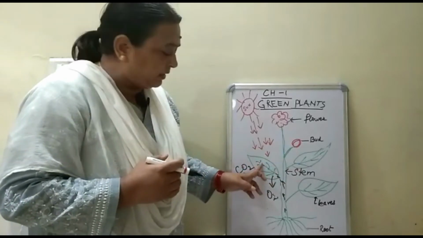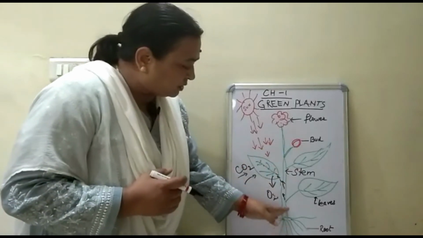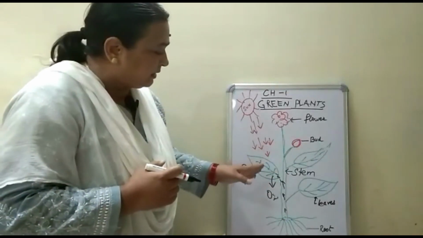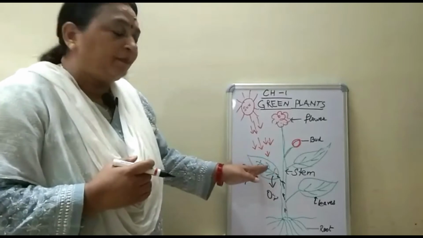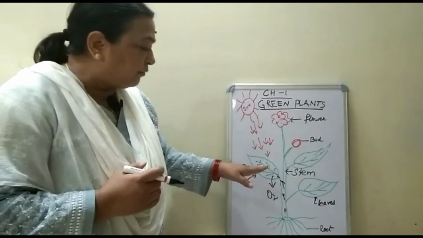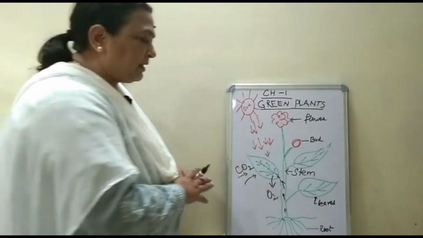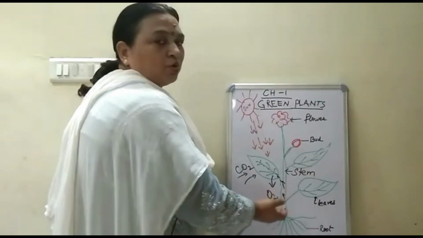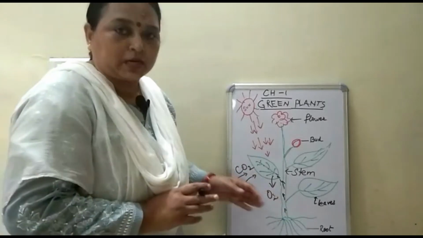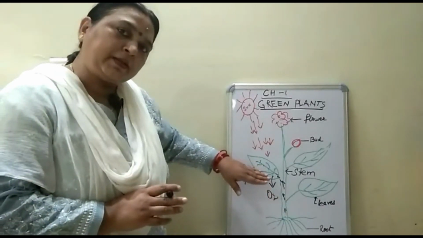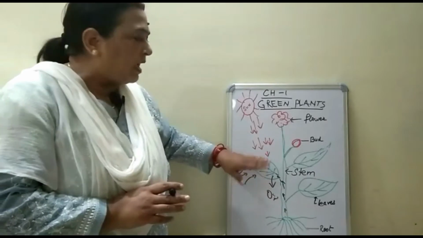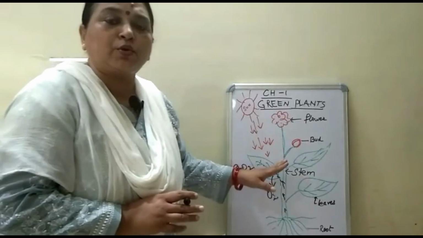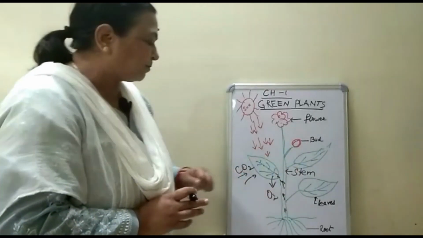It goes in the leaves, water from the roots comes to the leaf, and everything is synthesized here in the leaf, and then the food is prepared, and the prepared food is then taken to different parts of the plants and it is stored in the form of starch. When food is prepared, it is in the form of glucose, and when it is stored in different parts, it is stored in the form of starch.